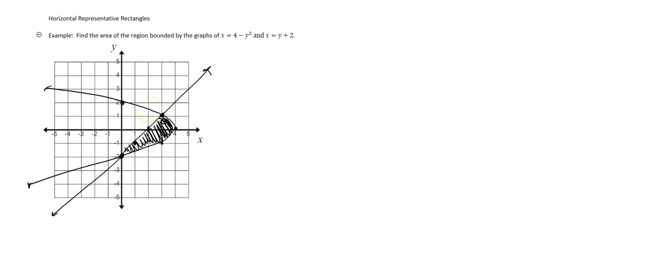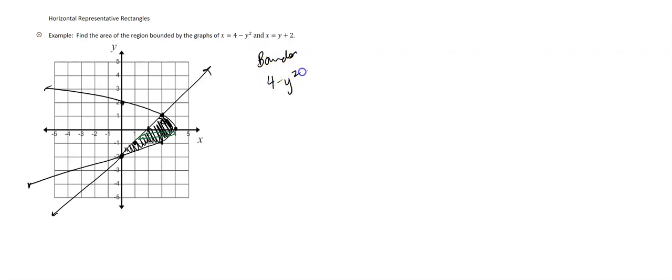So in this case, these horizontal rectangles are actually easier, and you can see the way that they're built is from one curve to the next. And the nice thing about this is x equals 4 minus y squared is the greater of the two x values for every point in that region. So I'm going to start by finding the bounds.